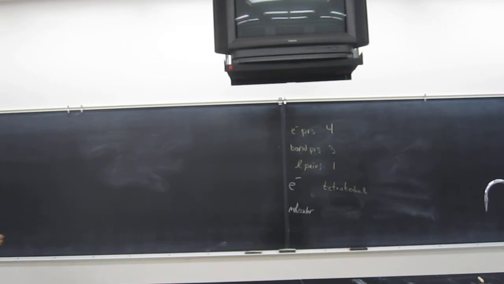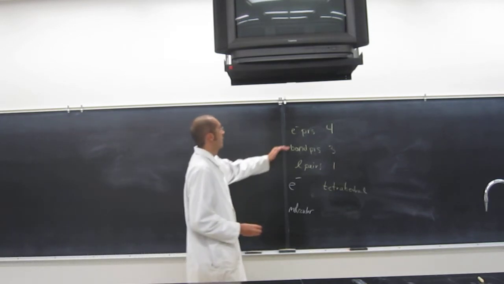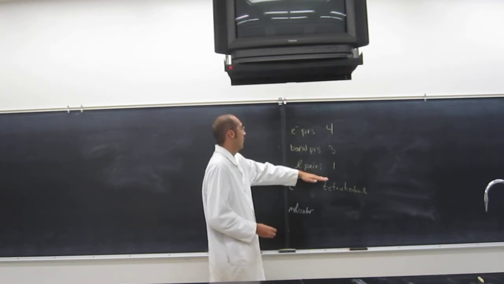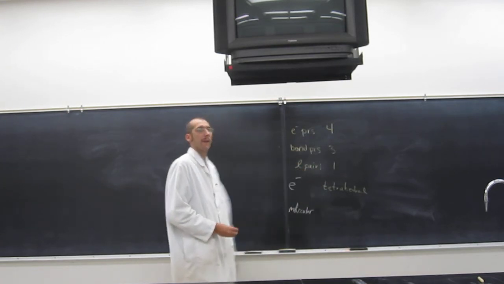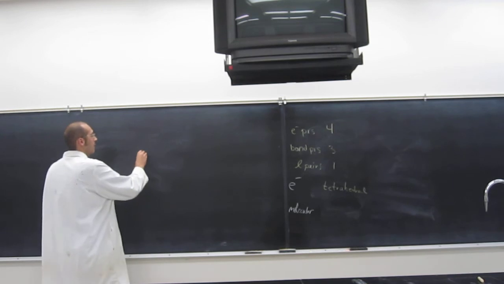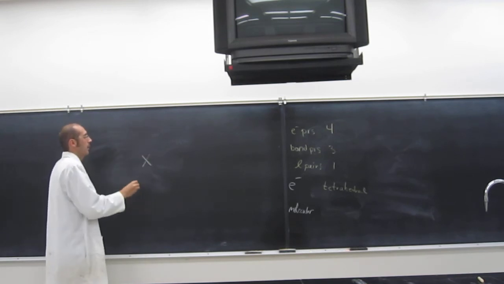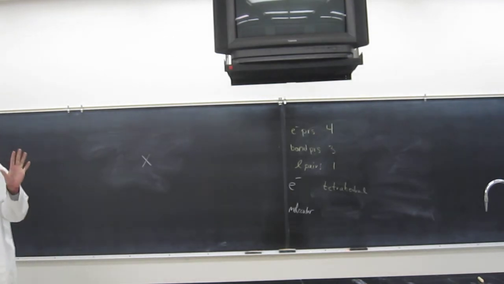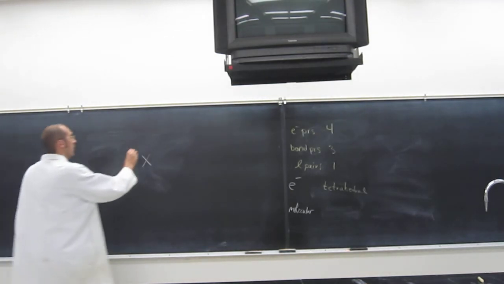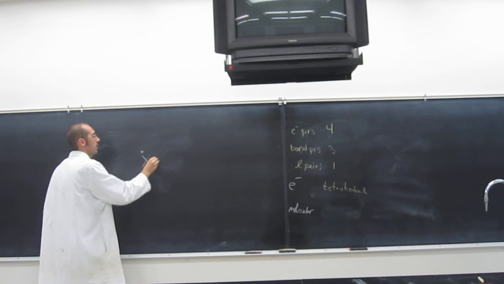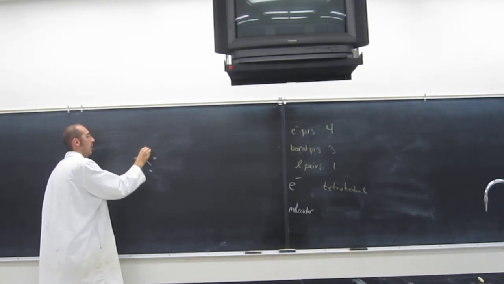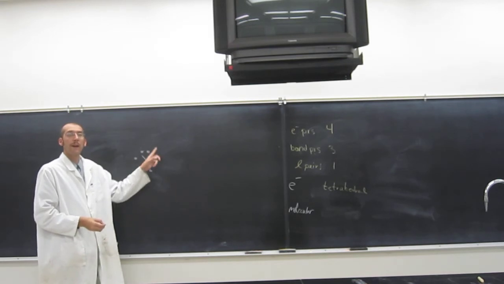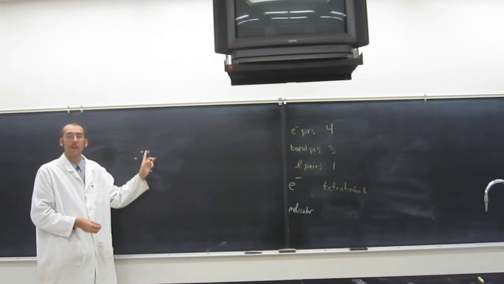So, let's draw something that's got four electron pairs, right? Three bonding pairs and one lone pair. So, that's going to be something that looks like this, right? It's going to need five electrons around it, because it's going to have one, two, three, four, five, like that. So these three can bond, and that one's going to be the lone pair. Is everybody cool with that?